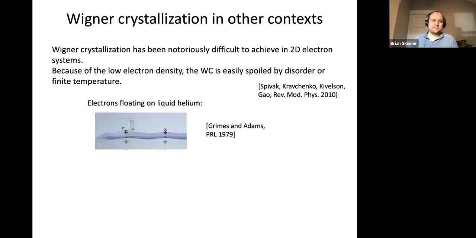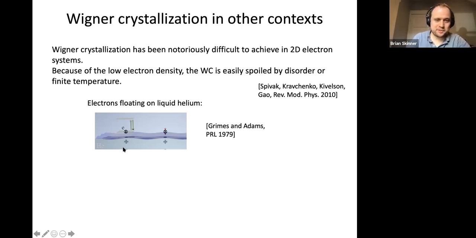Actually, for a very long time, the premier way to see a Wigner crystal was electrons floating on liquid helium. So you just have a bath of liquid helium, and you really just drop electrons on top of it, and they float just above the surface. And this was a way to get low density electrons with almost no disorder, and no weakening of the Coulomb interaction by some dielectric environment.